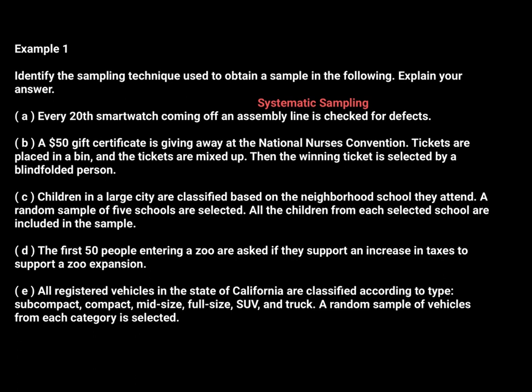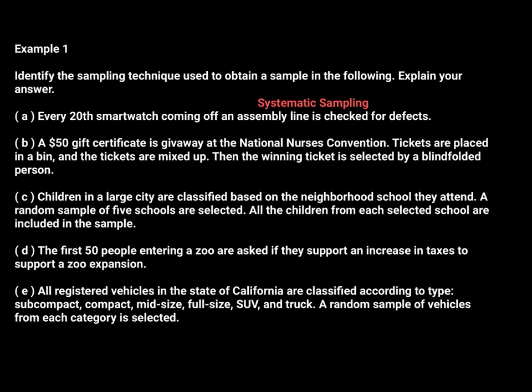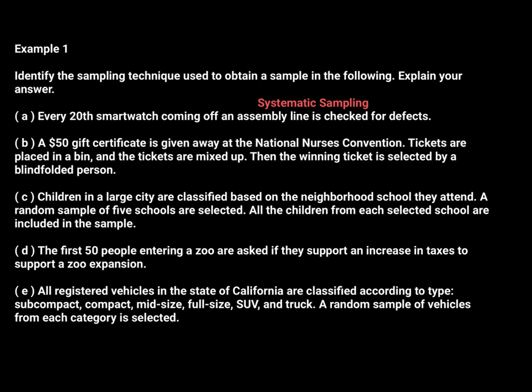A $50 gift certificate is given away at the National Nurses Convention. Tickets are placed in a bin and the tickets are mixed up. Then the winning ticket is selected by a blindfolded person. So which one do you think this one is? The answer is random sampling because every ticket has an equal chance of being selected. I hope you got that one right. Let's go to the next one.